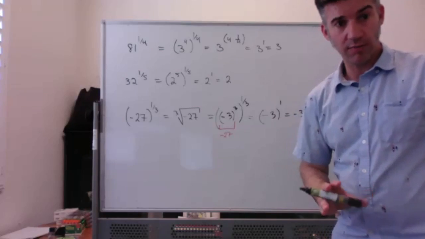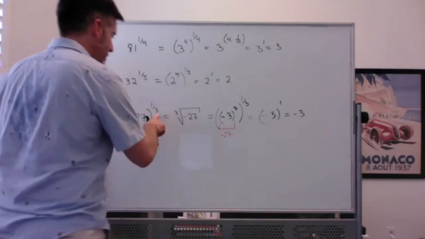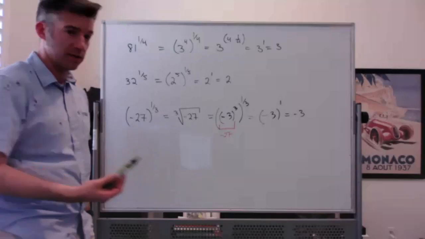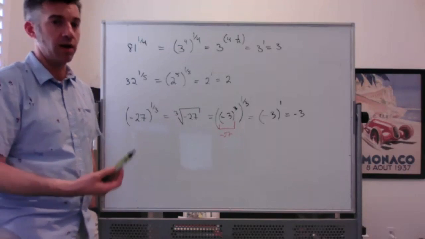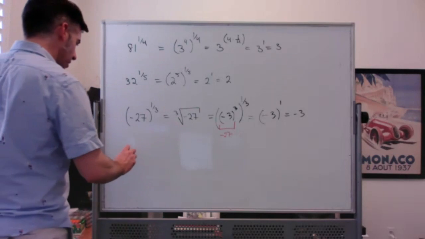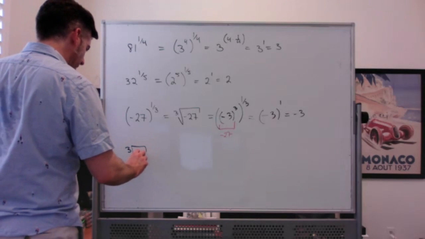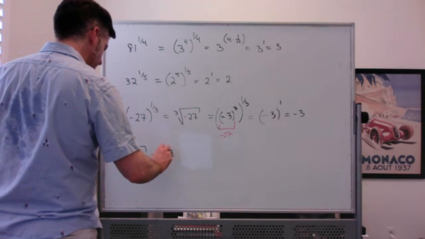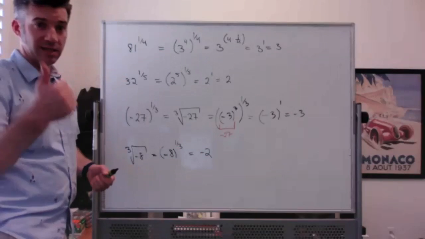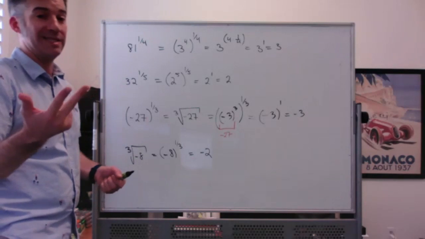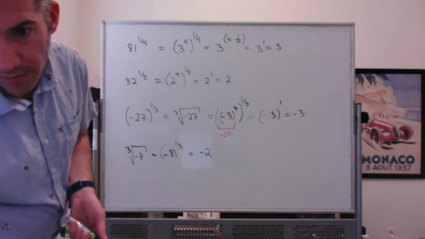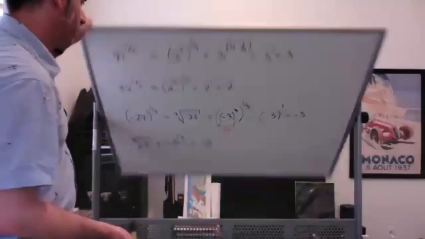I should mention, when you have fractional powers with odd denominators, you can take a fractional power with an odd denominator of a negative number. Or another way to say it, you can take odd roots of negative numbers. Another example would be the cube root of -8, or -8 to the 1/3 power, is -2. Because -2 times -2 times -2 is -8.